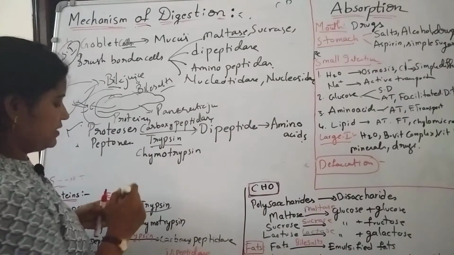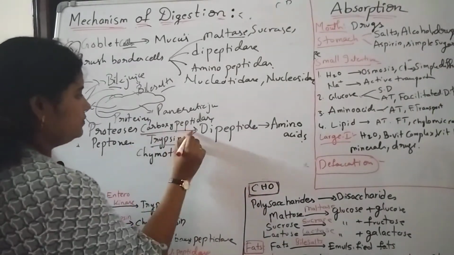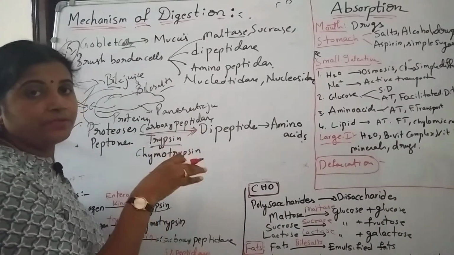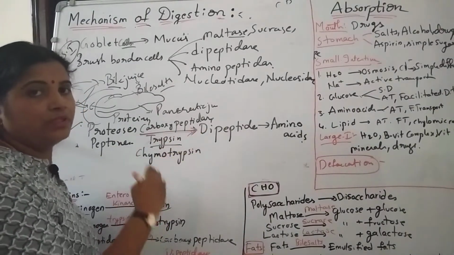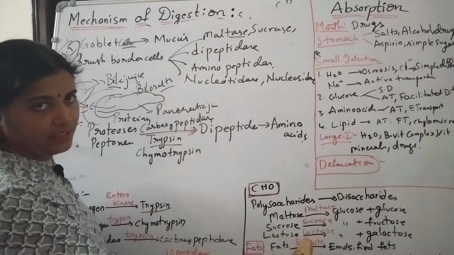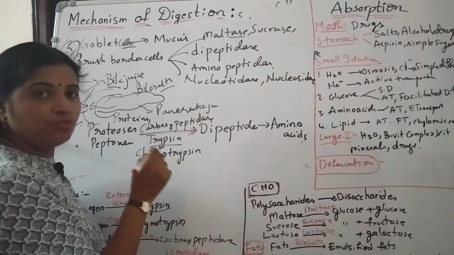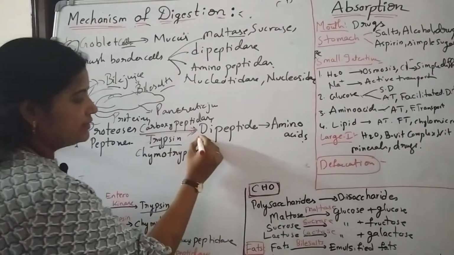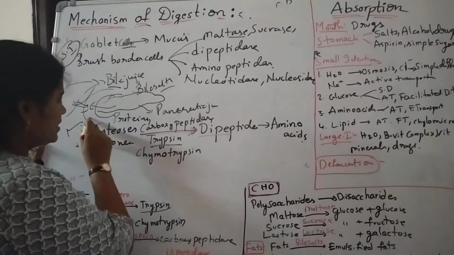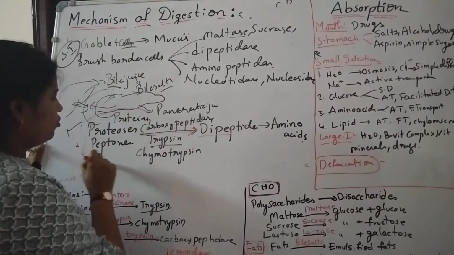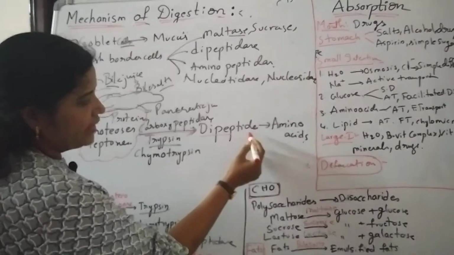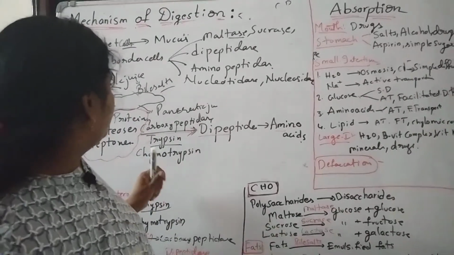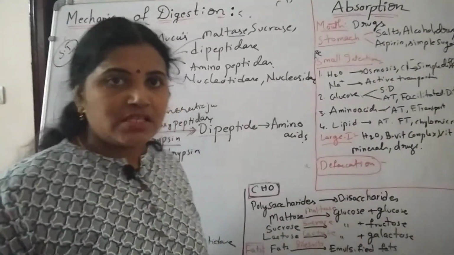So these three enzymes. The first one is trypsin. First, trypsin is in the form of trypsinogen. That trypsinogen is converted into active trypsin. At the same time, chymotrypsin also has to be converted into the active form. So finally it is going to break down the complex protein molecules into simple dipeptides, and finally form simple amino acids. So that is about the protein digestion in the small intestine.